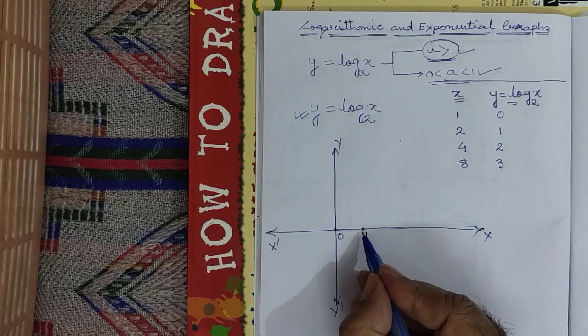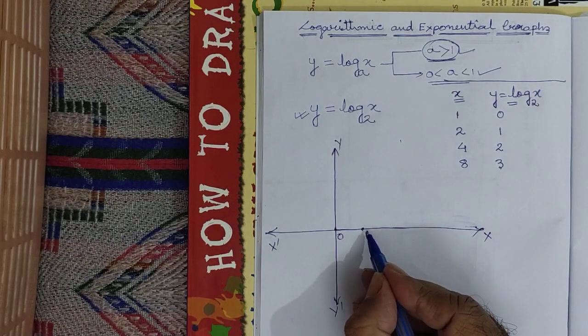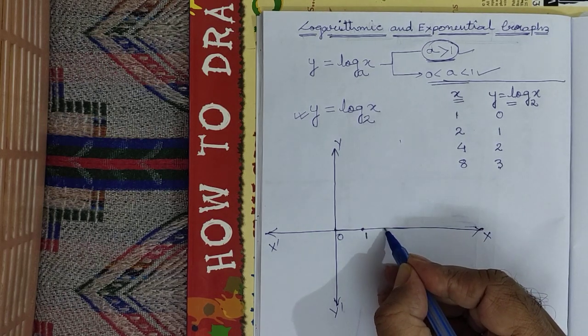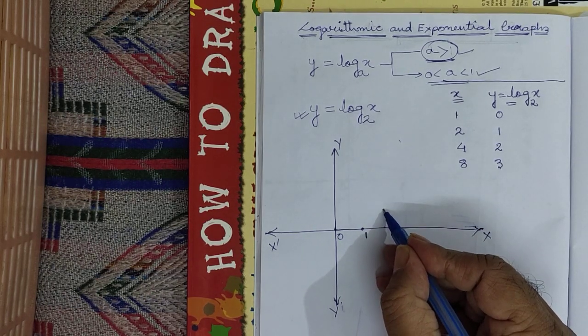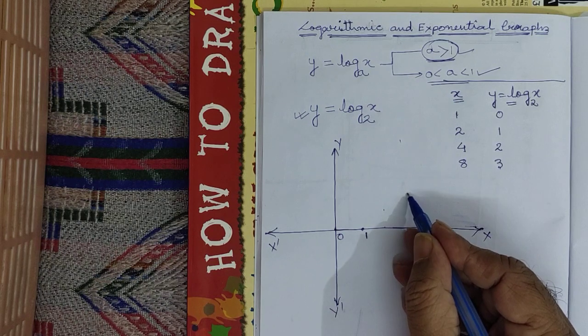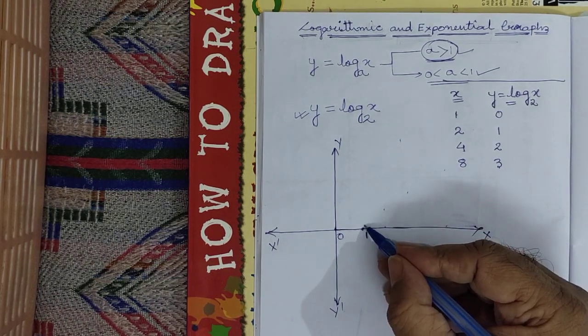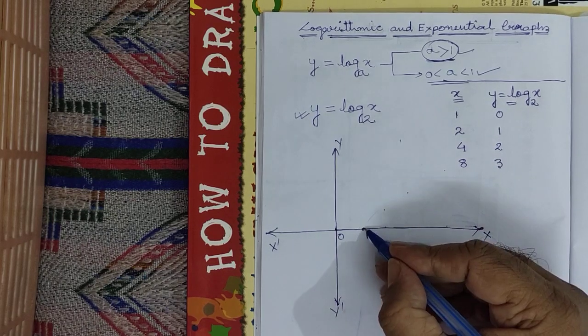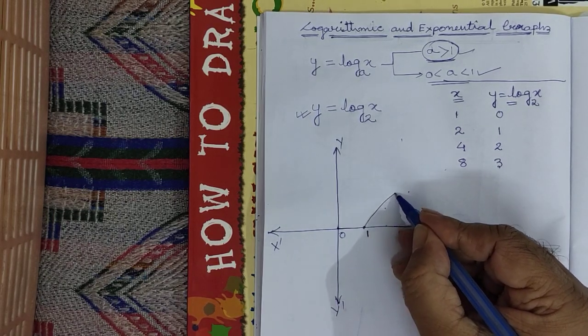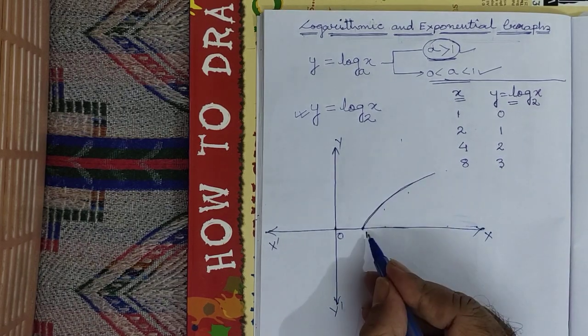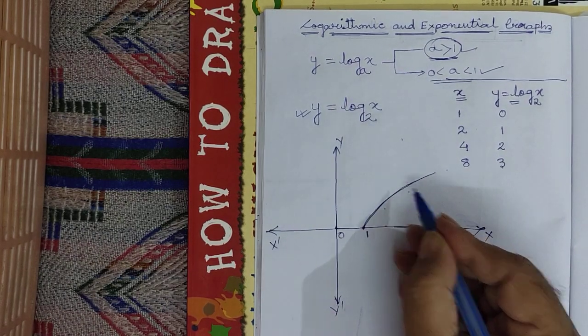So you see, whenever I take a value more than 1, the curve goes in the upper end. If I take 2, it comes somewhere here. If I take 4, it goes yet higher. If I take 8, it goes yet higher. So this way, the graph will take this trend. The moment I increase x, y is accordingly increasing.